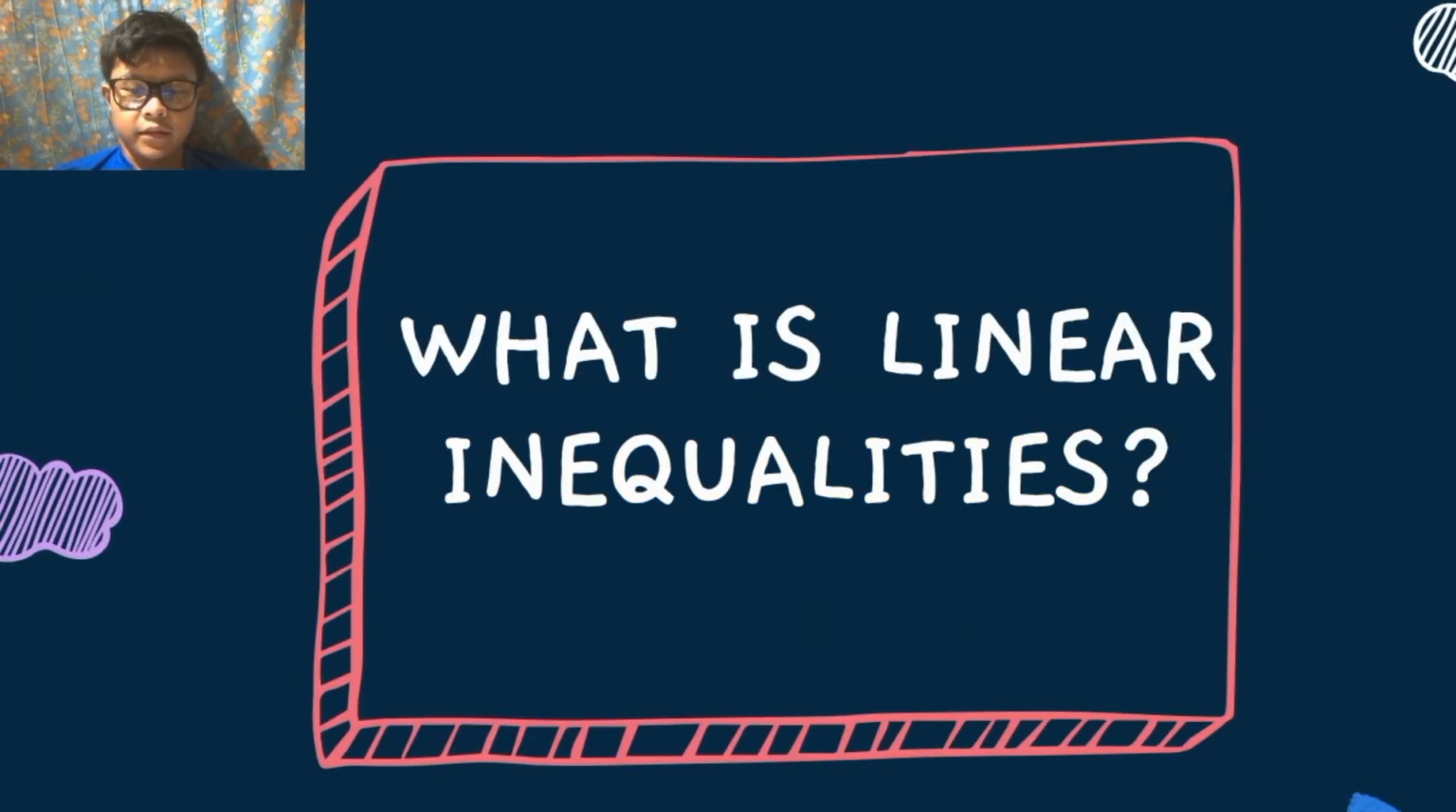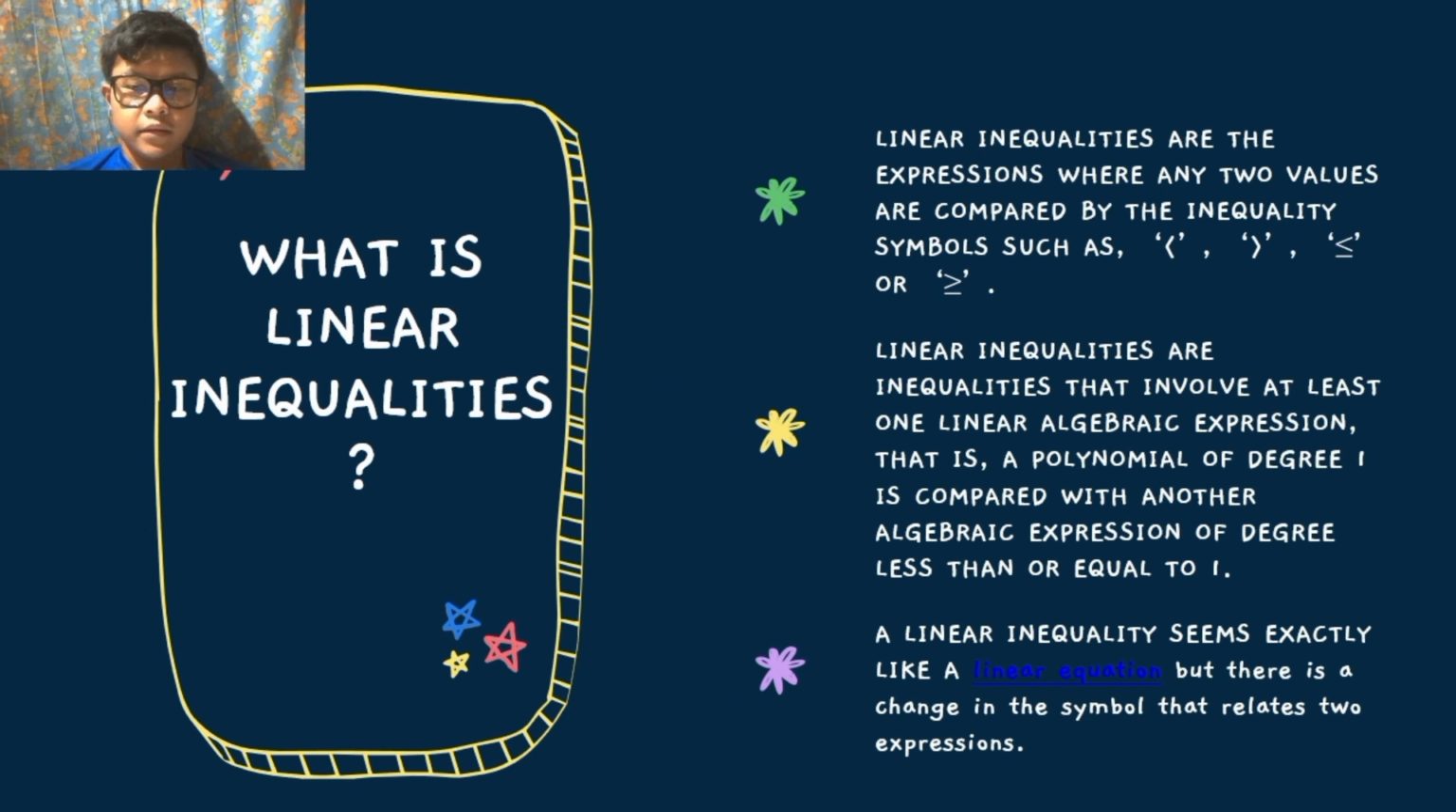What are linear inequalities? Linear inequalities are expressions where any two values are compared by an inequality symbol, such as less than, greater than, less than or equal to, or greater than or equal to. Linear inequalities are inequalities that involve at least one linear algebraic expression, that is, a polynomial of degree 1 compared with another algebraic expression of degree less than or equal to 1. A linear inequality looks exactly like a linear equation, but there is a change in the symbol that relates the expressions.